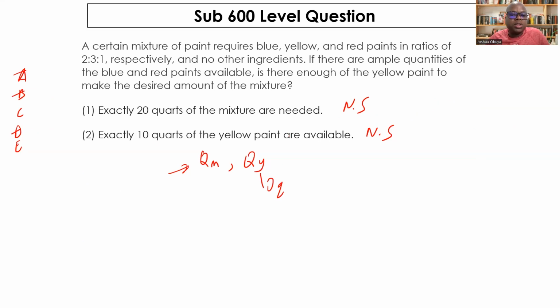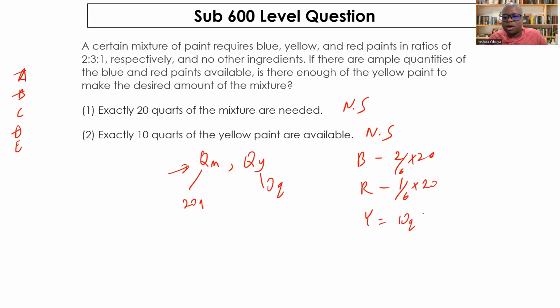So if you combine these two together, what do we have? We do have that the total quantity of mixture is 20, and the quantity of yellow is 10. So you can already tell for blue, what do we have? We have 2 out of 6 times 20. For red, we have 1 over 6 times 20. And for yellow, we have 10 quarts.